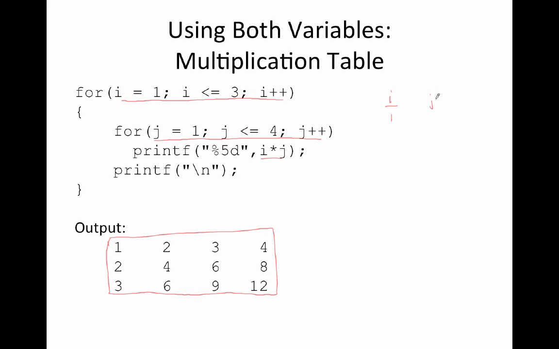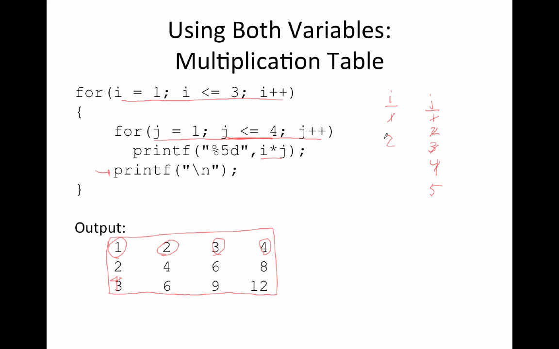i starts at 1, j starts at 1, and we're printing 1 times 1, i times j. Then j gets the value of 2, and we're going to print 1 times 2. j gets the value 3, we're going to print 1 times 3. j gets the value 4, we print 1 times 4. Then j gets the value 5. That makes the condition false. 5 is not less than or equal to 4. So we go down to the next statement and print the new line character, so we move down to the next line. Then i gets the value 2.